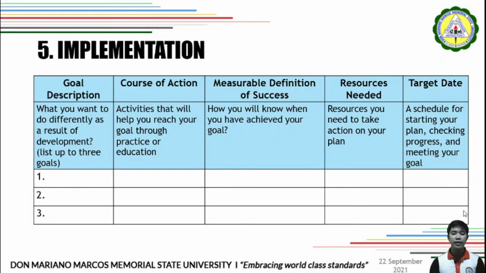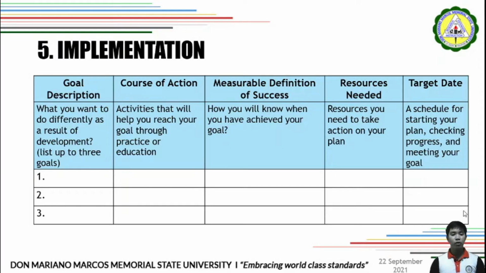All of the process, especially your individual development plan, must be implemented. Okay? So, here are some templates of the plan. So, I will send that to you. So, now, we have goal description, course of action, measurable definition of success, resources needed, and the target date.